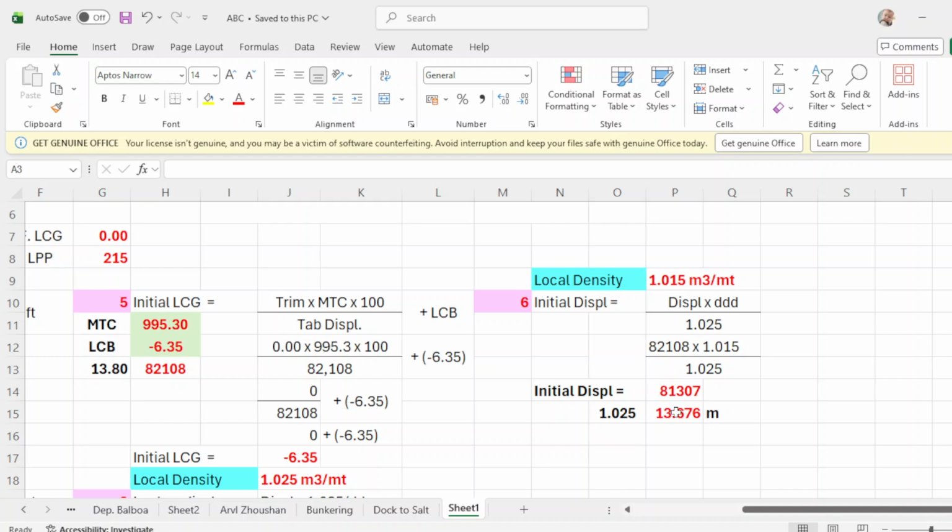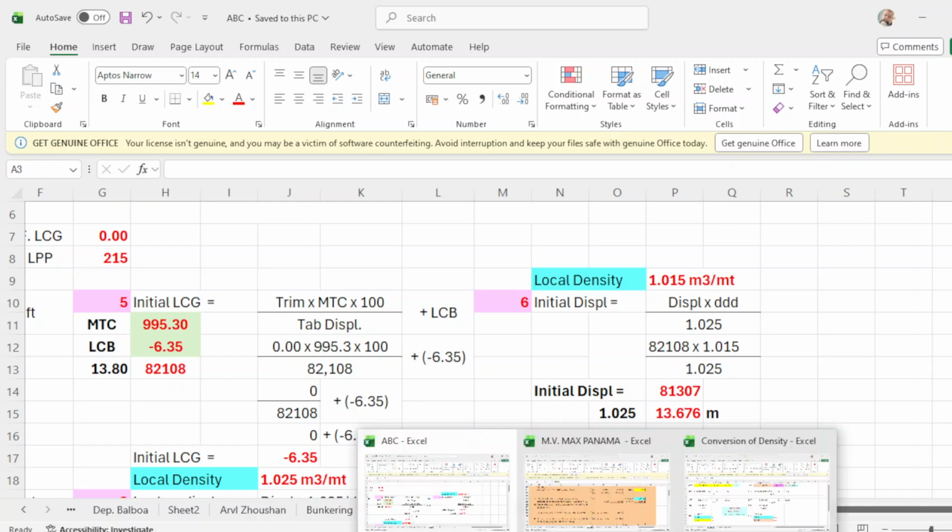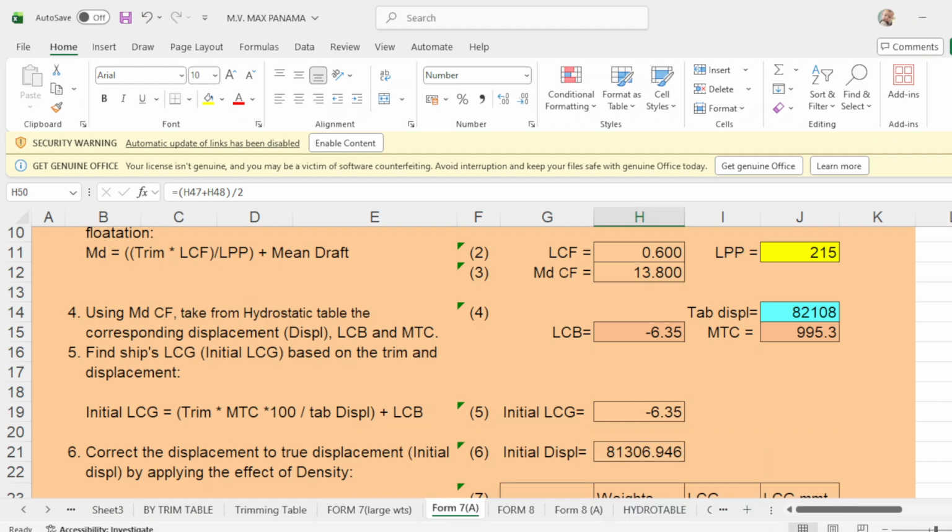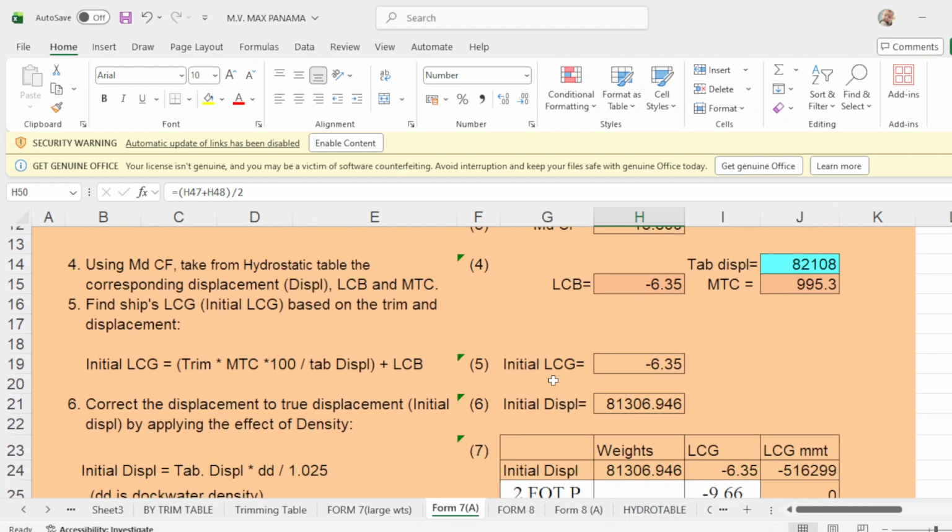So displacement will be 81307. If you round it up, that will be 81307. Okay? 81307. And number 7.